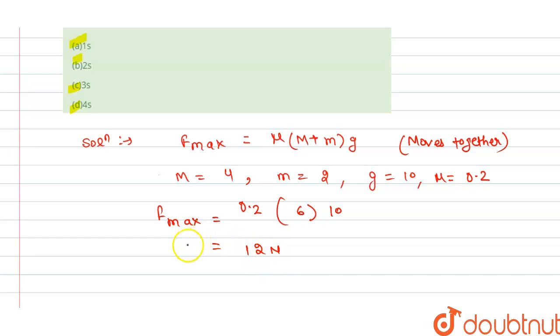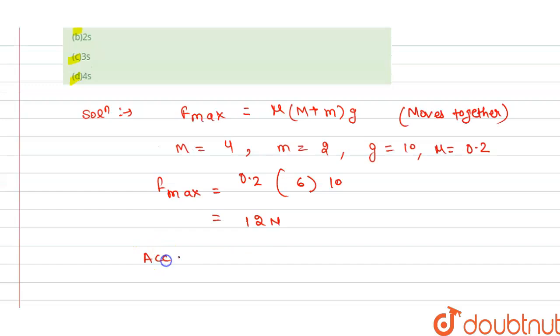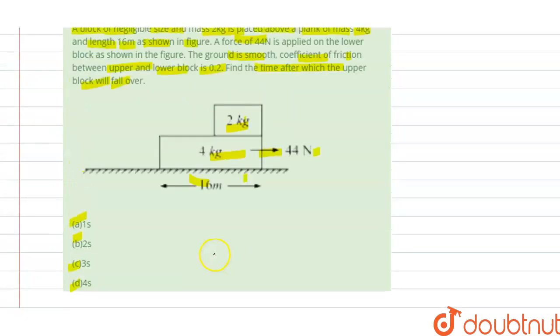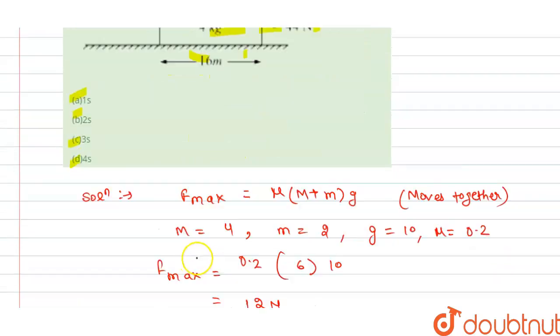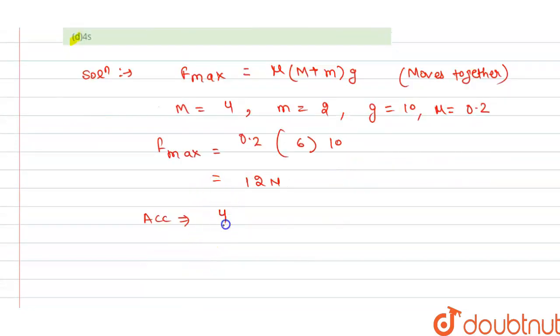And the blocks will slip over each other after this. So this will equal the acceleration here. So acceleration is force divided by mass, that is 2 kg here, so we can write 12 divided by 2. So this is equal to 6 meter per second square. So this is the acceleration after which they will slip over.